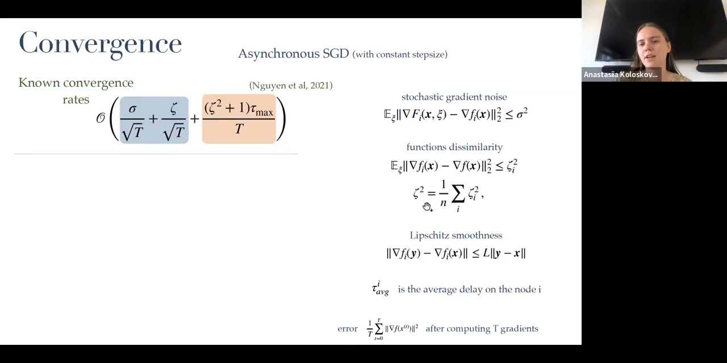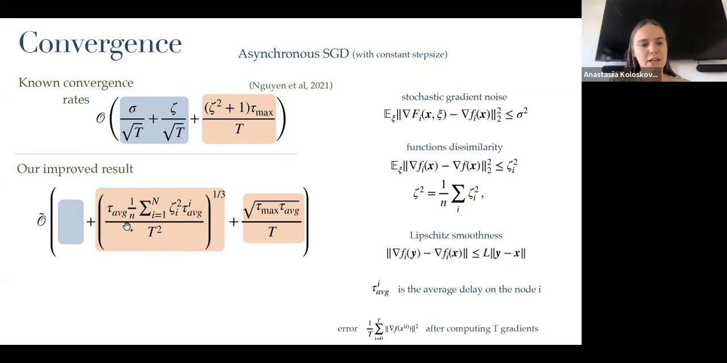We give a convergence rate for smooth non-convex functions. The previous convergence rate of an algorithm very similar to this depended on the maximum delay. Very similarly to the homogeneous case, without any change in the algorithm, we improved the convergence rate. The last term depends on maximum times average delay instead of maximum delay. And the middle term, which depends on zeta, the function dissimilarity, depends only on the average delay.